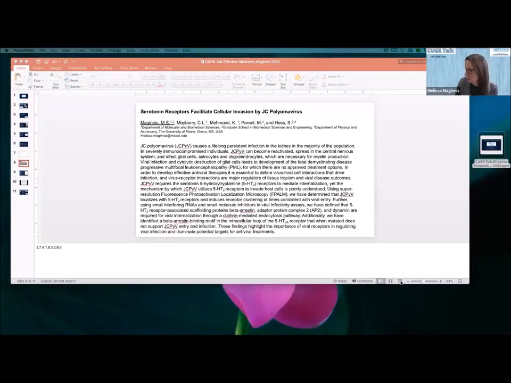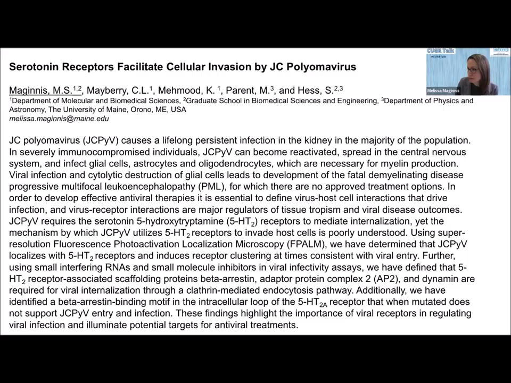So I'm going to actually show you what this abstract looks like. So this is an abstract that I wrote for a conference, and then I modified it slightly for this activity. And the title of this abstract is Serotonin Receptors Facilitate Cellular Invasion by JC Polyomavirus.